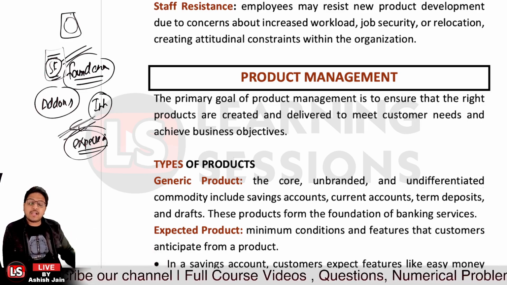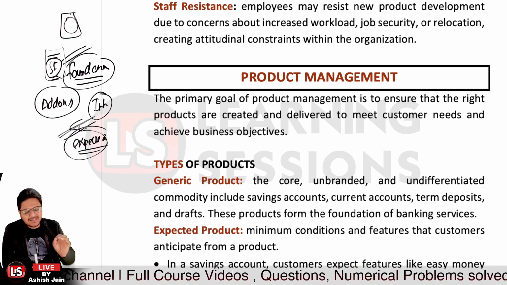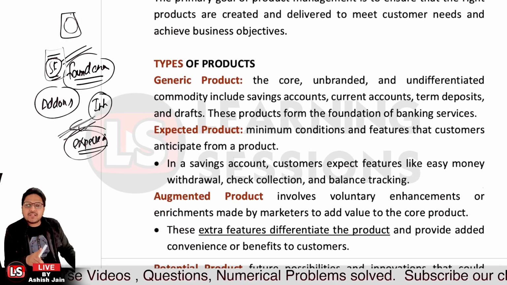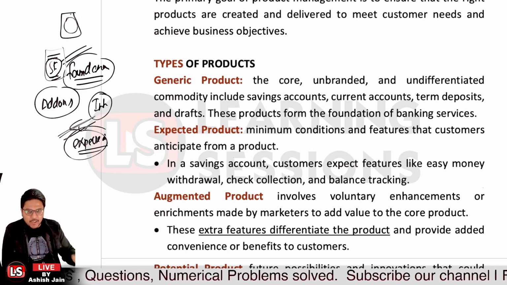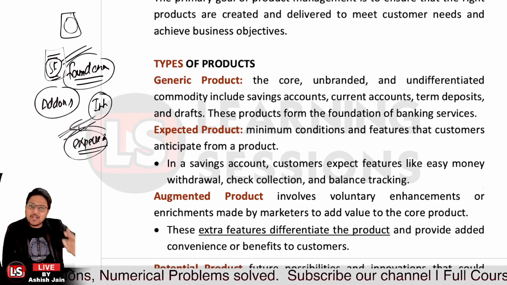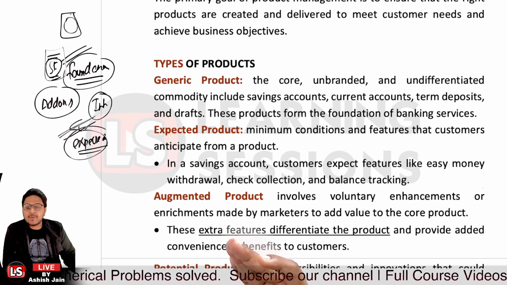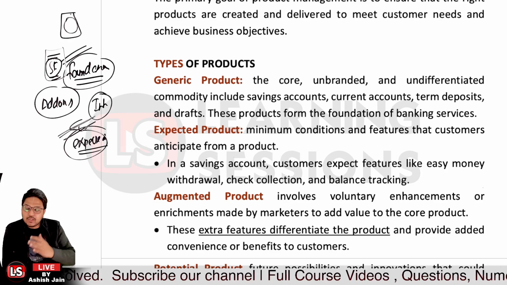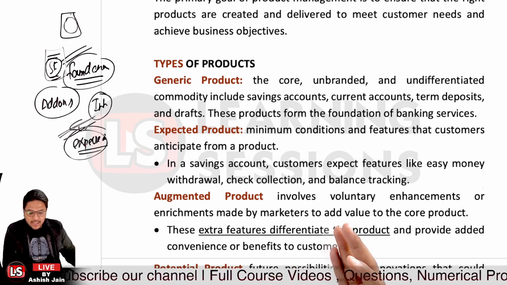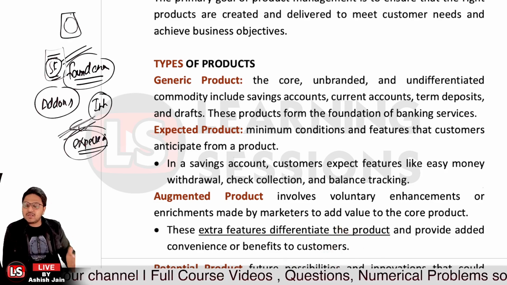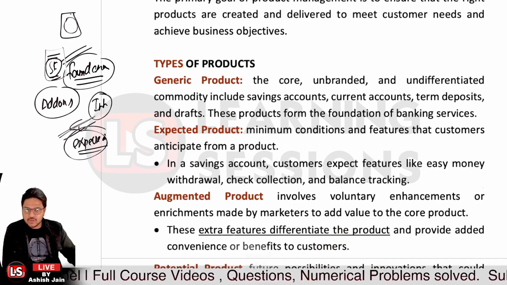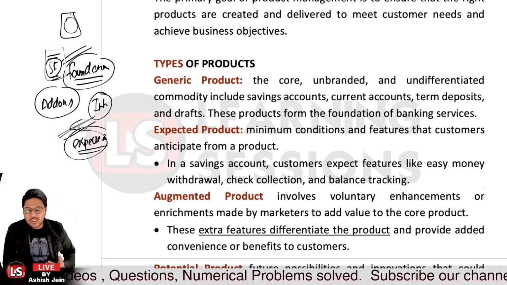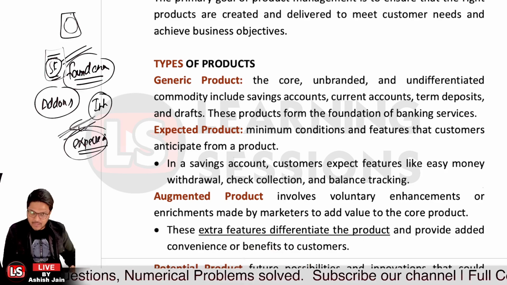This is related to the minimum expectancy: I want these minimum services to be involved. That's the expected product. Further, it's related to the augmented product. Augmented product means voluntary enrichment of the product, giving something extra that differentiates your product from other products. Like if we give a health insurance with this savings fund account, that will be an augmented product because we have added value to it.